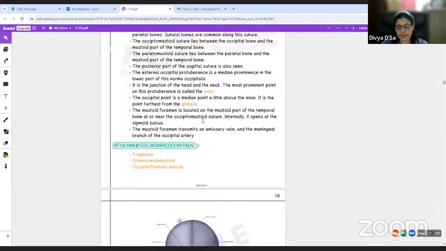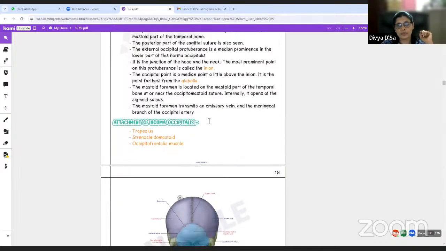Glabella is actually situated in the front. Okay, glabella is situated in the frontal bone. And inion is the highest point on the external occipital protuberance.